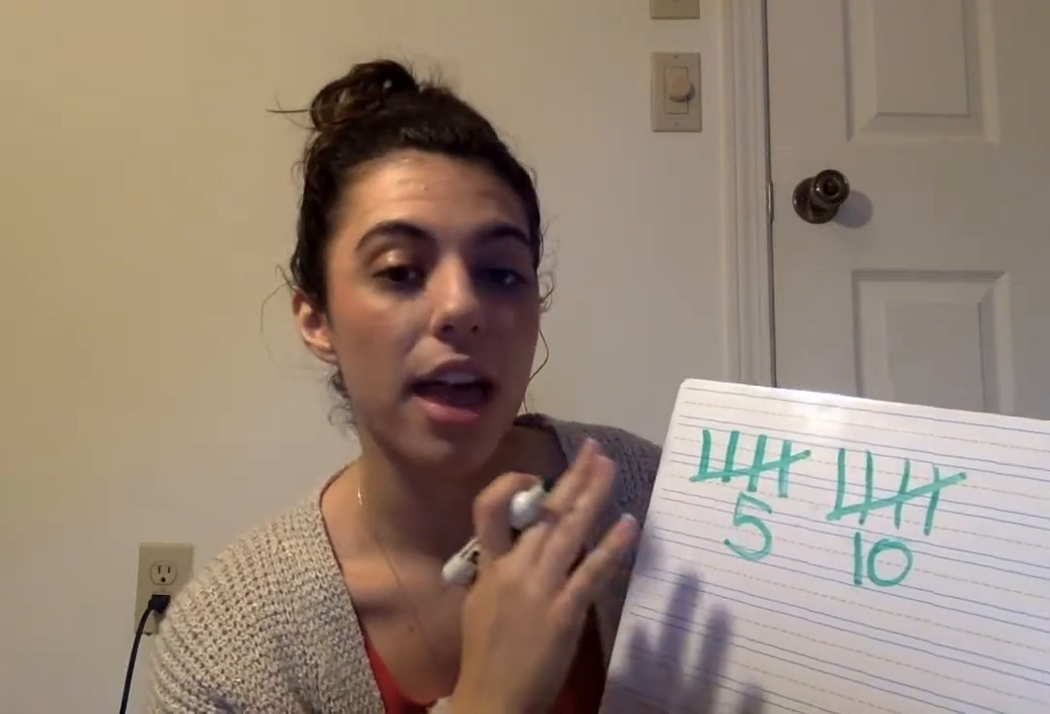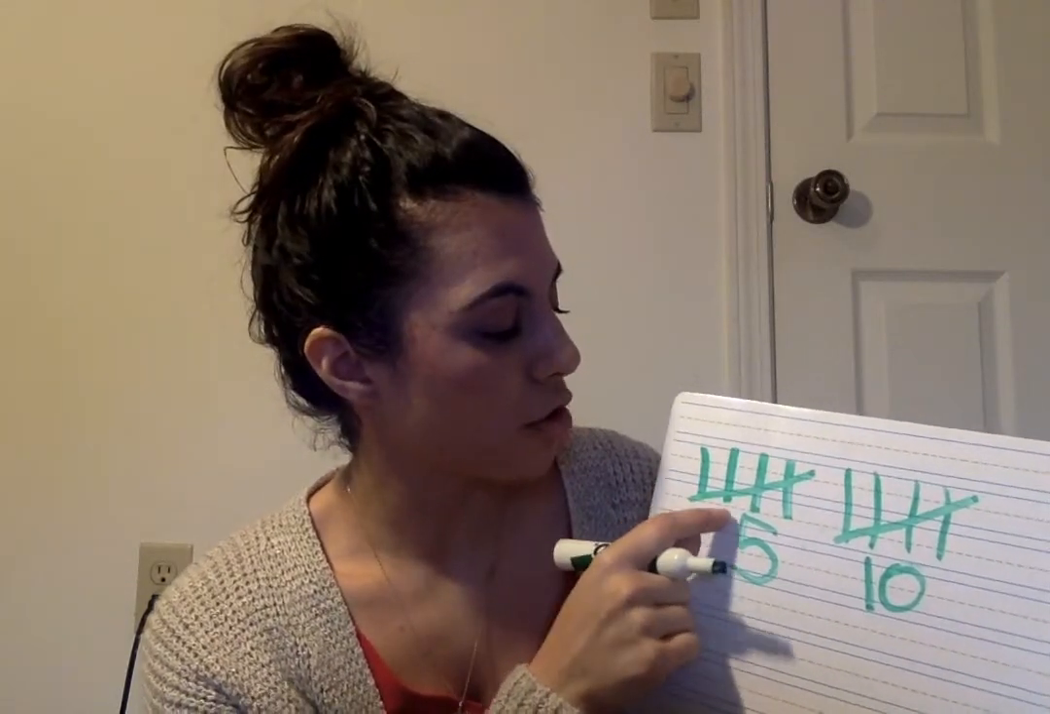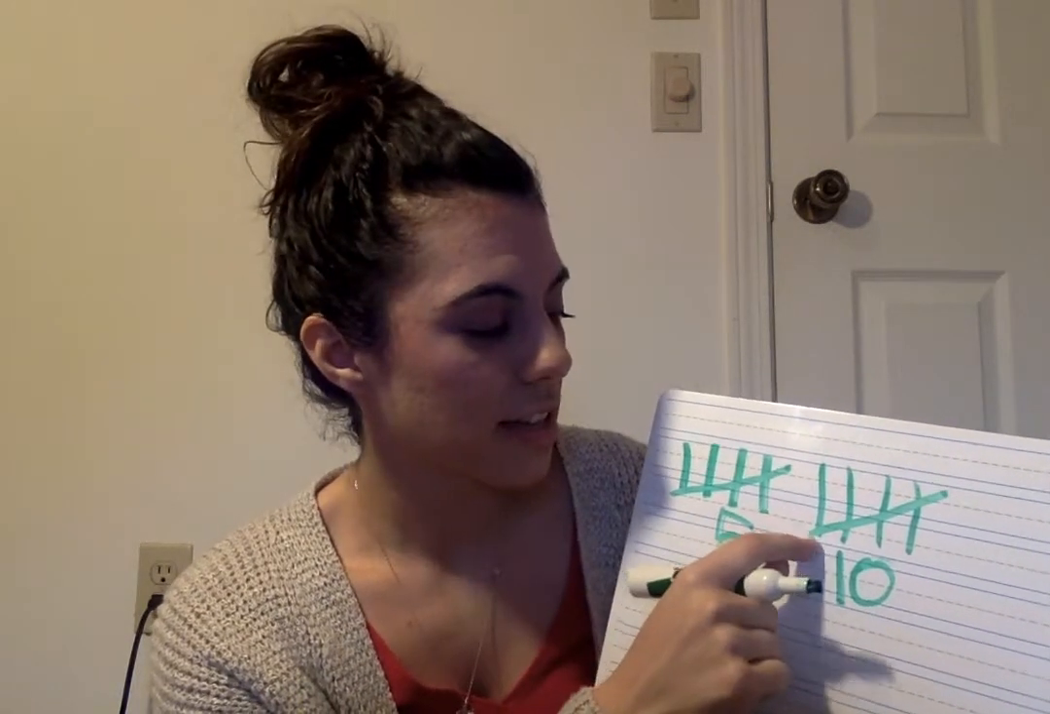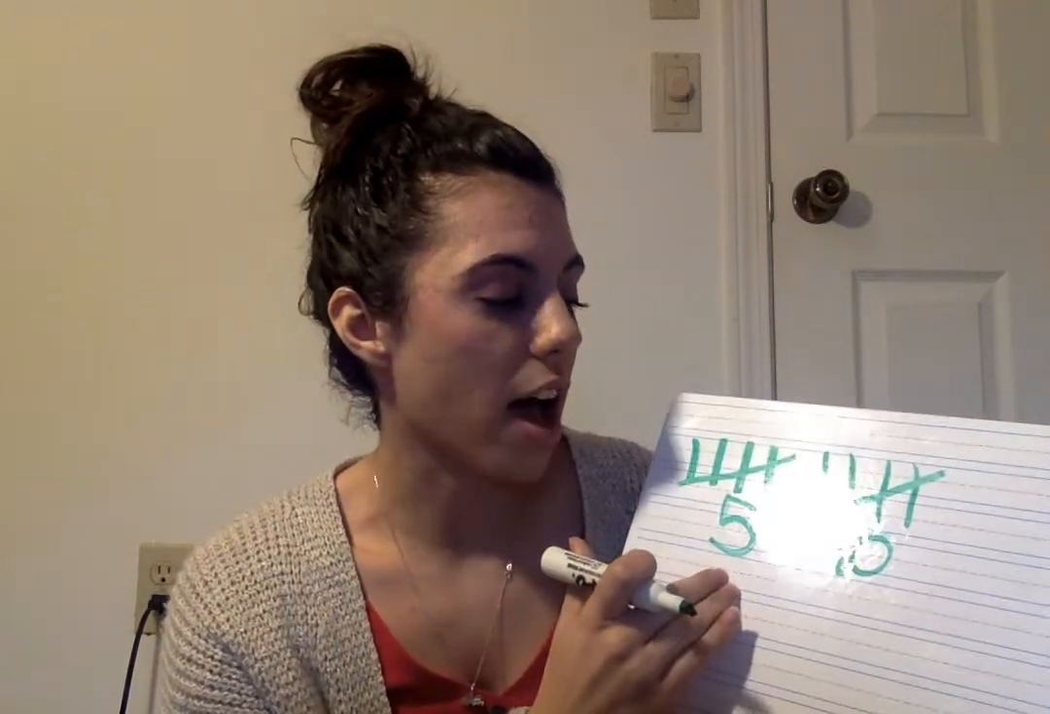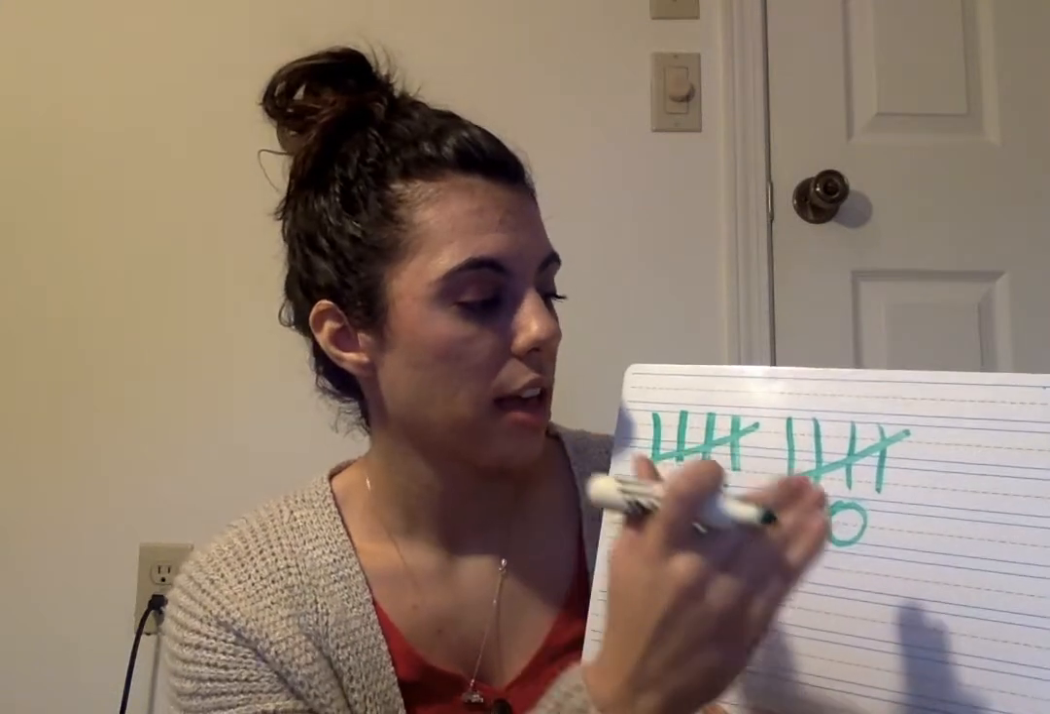So let's check ourselves. Let's count all of the tally marks all together to make sure that we have 10. So 1, 2, 3, 4, tally up, 5, 6, 7, 8, 9, tally up, 10. So we have 5 in this bundle, 5 in this bundle, which makes 10 altogether. Okay, are you tracking with me?